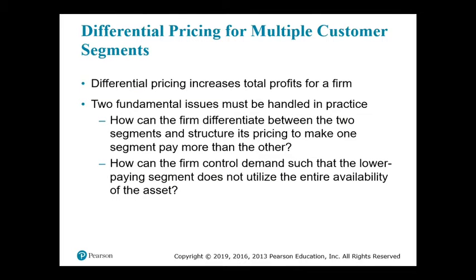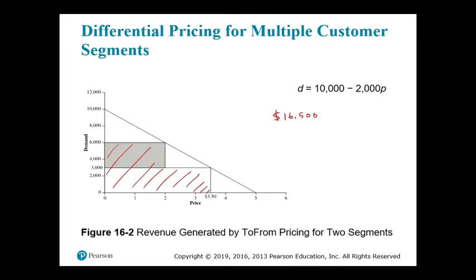The other thing is, how can firms control demand such that the lower paying segment does not utilize the entire availability? Could you please explain the previous thing, like differential pricing for multiple customer segments? Like, how does the segment differentiate? The graph which was in the previous slide. Oh, this one? The previous one.